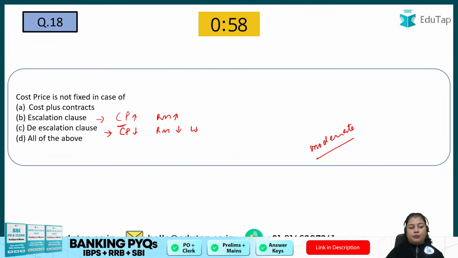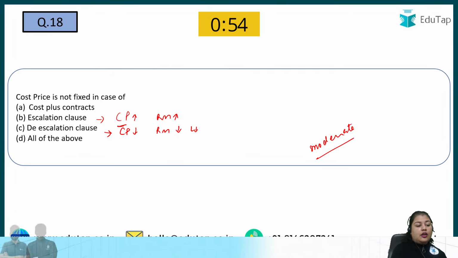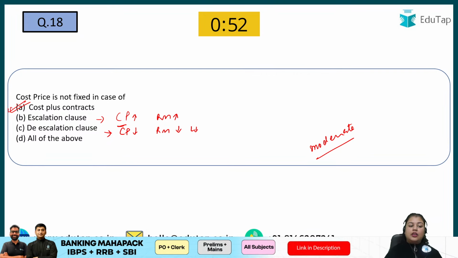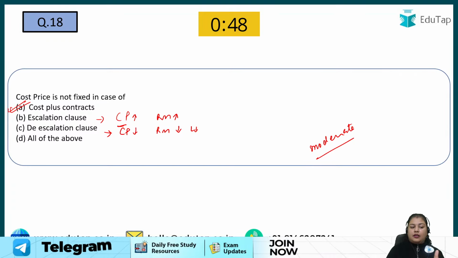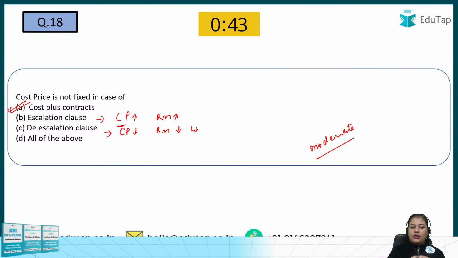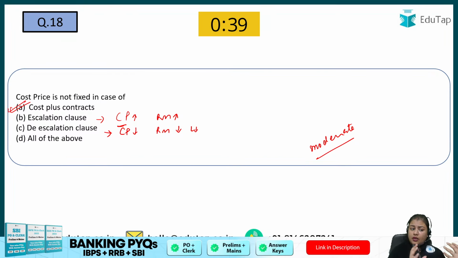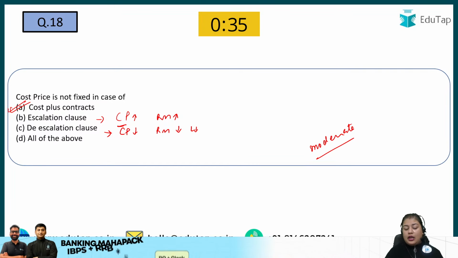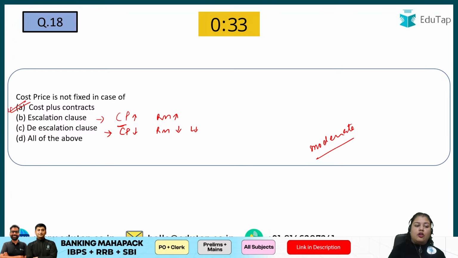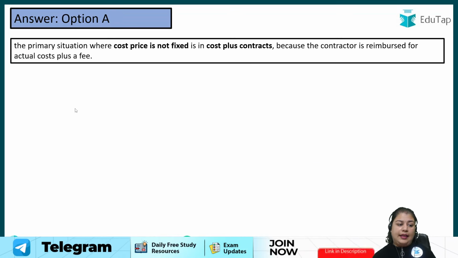So in B and C the contract price is fixed. So the correct answer is cost plus contracts. Here the cost price is not fixed. This is mostly done in the government sector. The government asks you to do all the work: whatever your cost will be, I will reimburse it and give you a fixed percentage of profit also. So cost plus contracts is where the cost price is not fixed. So the answer is A.